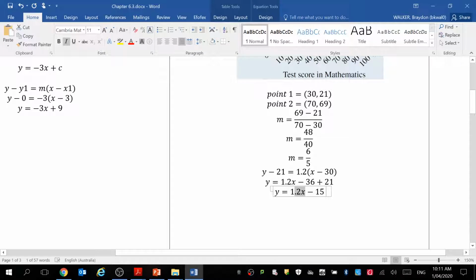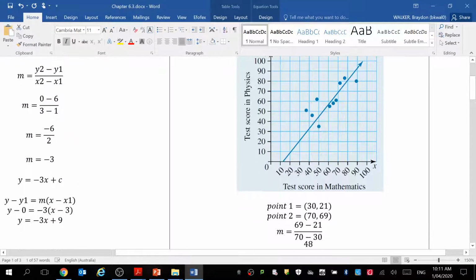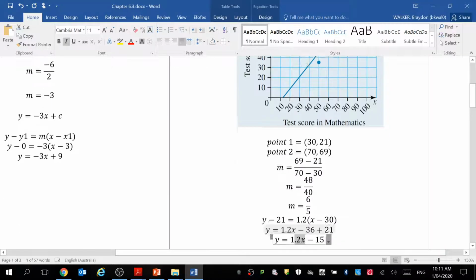Let's think about that logically for a minute. Okay. Is it actually possible to get a score of negative 15 on an exam? No. 0 is the absolute worst you can get. So already we're seeing what we call limits or boundaries with our model. Okay. And looking at this, it might only be accurate for potentially up to getting 12 or 13 on a maths exam.